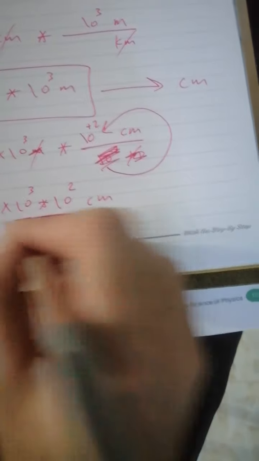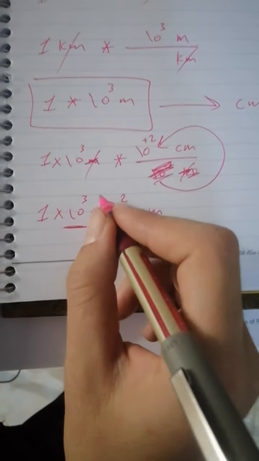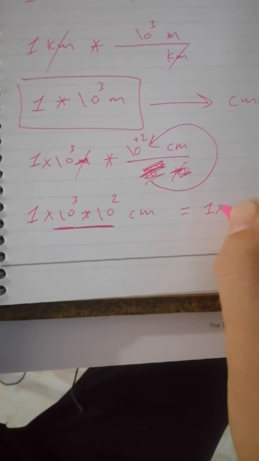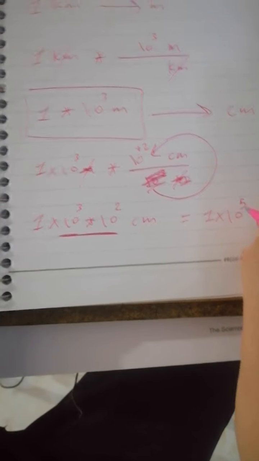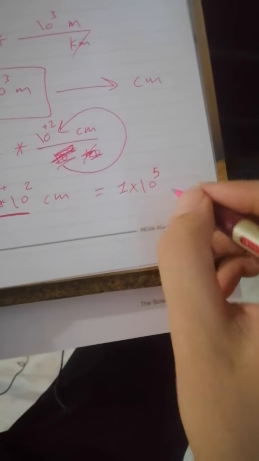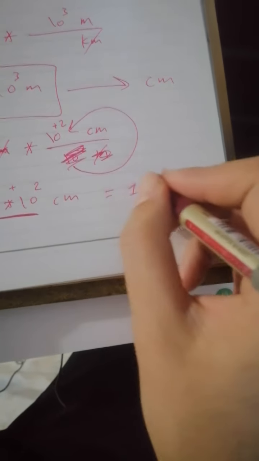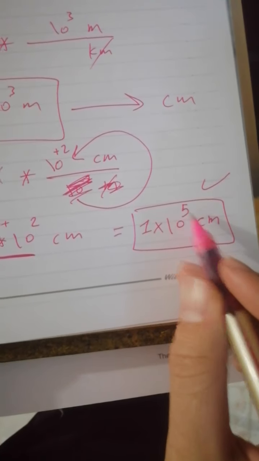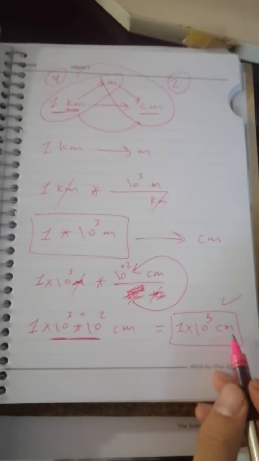Now I can add those up, and in multiplication, the powers add up, right? So this will be 1 times 10 to the power 5, because 2 and 3, if you add them up, they will become 5. And the final unit is centimeters. Okay, so that will be our final answer, and it looks really pretty. Now, you could say that 1 kilometer is equal to 1 times 10 to the power 5 centimeter. So that's how to do it in 2 steps.